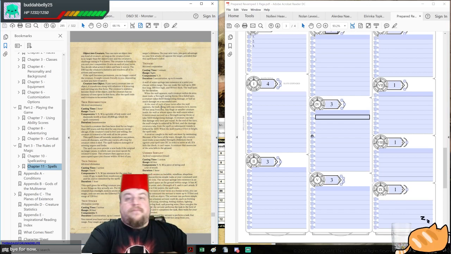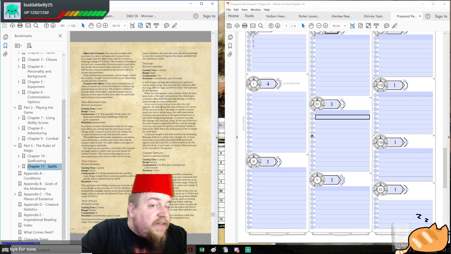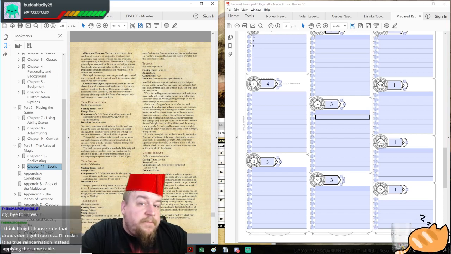So, every day, so long as you have 25,000 gold pieces worth of diamond dust, you can bring back a character from history to life in front of you that's willing to come back. That is powerful. It's expensive, but that's powerful.